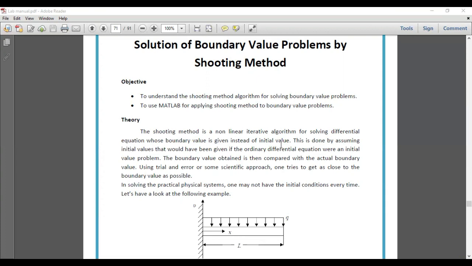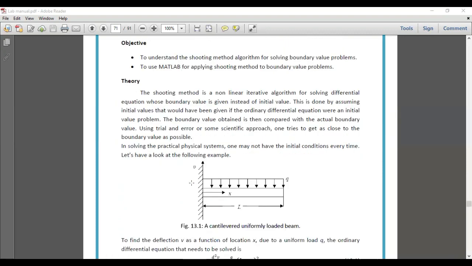Okay, so this is done by assuming initial values that would have been given if the ODE were an initial value problem. The boundary value obtained is then compared with the actual boundary value using trial and error or some scientific approach. One tries to get as close to the boundary value as possible.